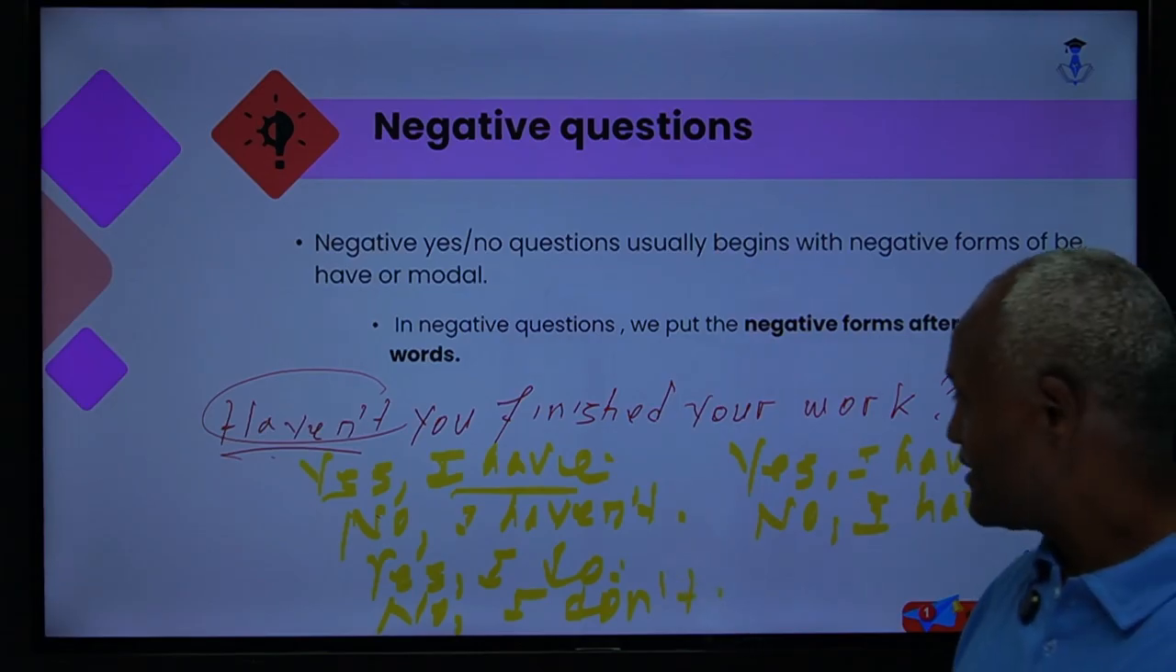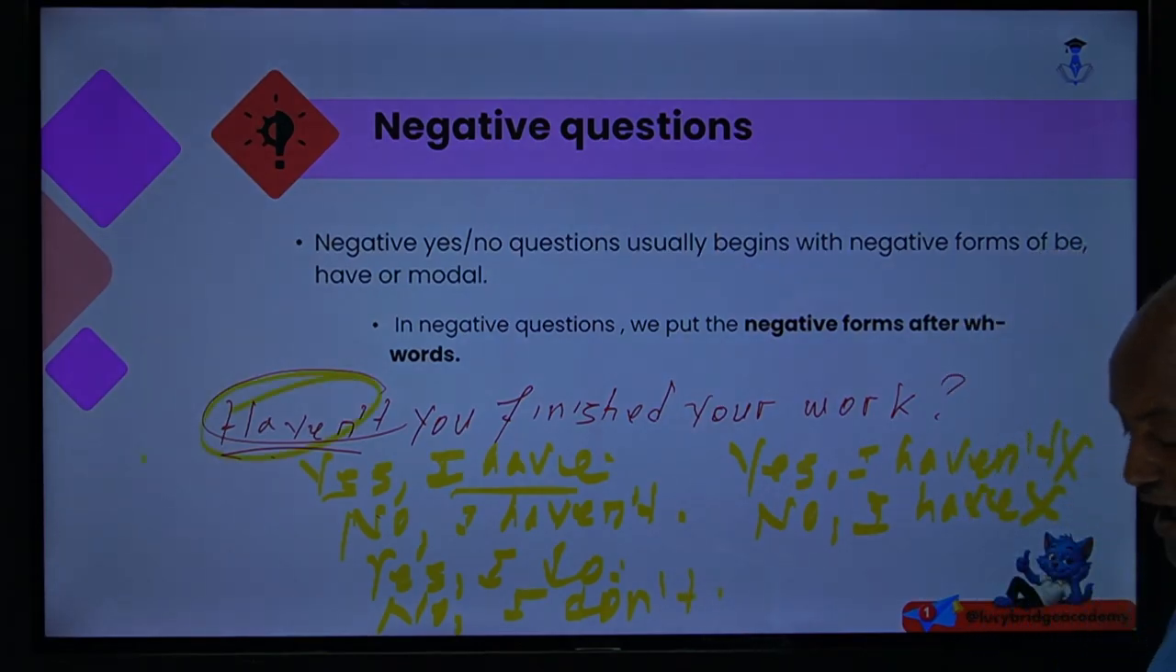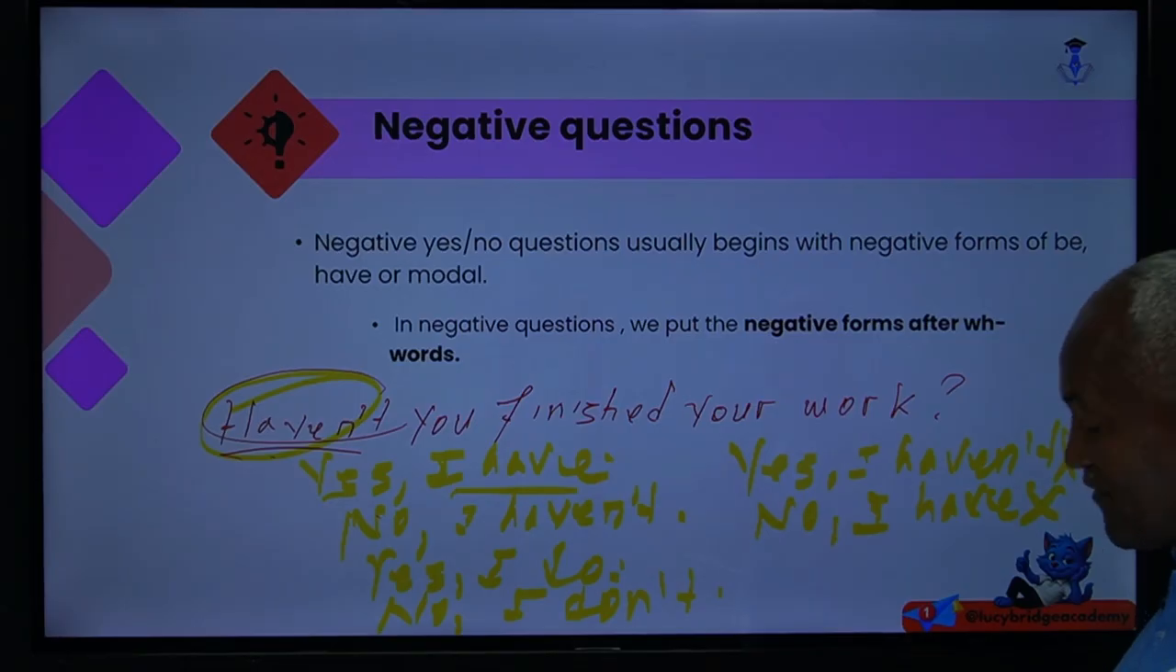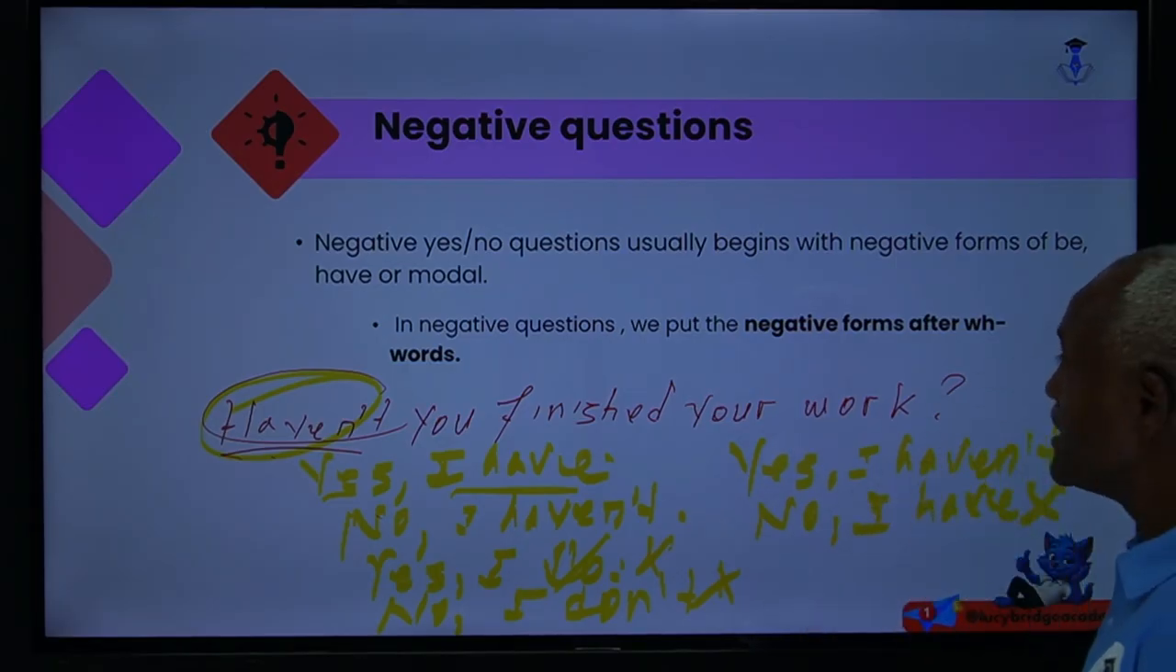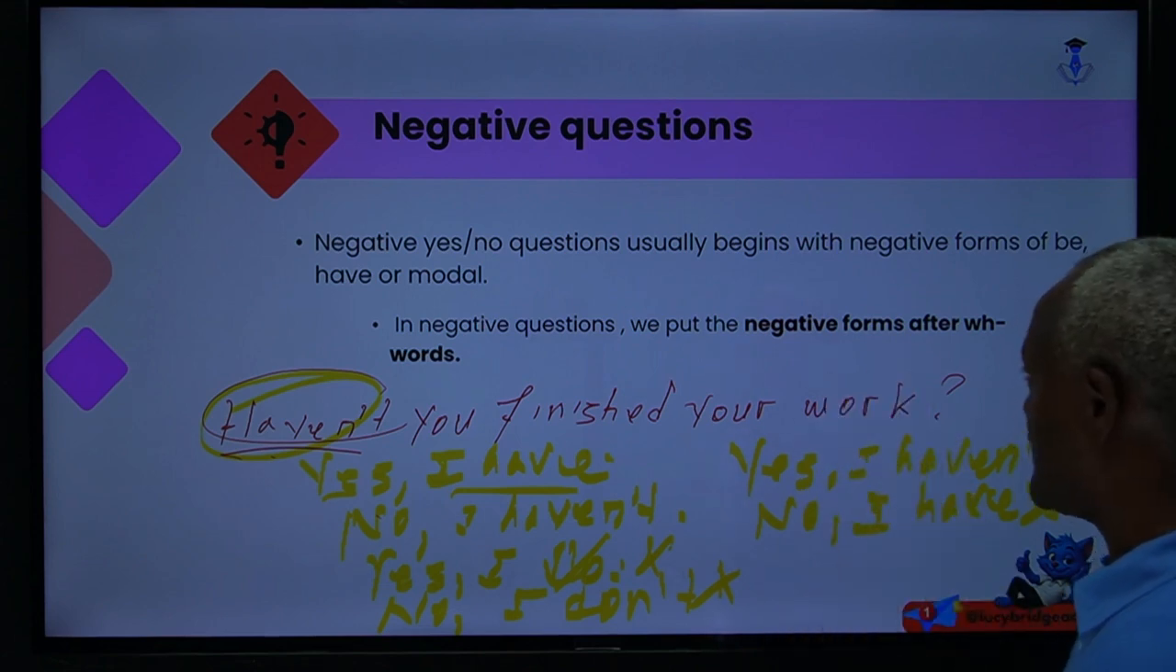This is wrong again, yes? Because the question is raised with have, then the answer must be with have. If you say it like this, it is wrong. Remember this one. This is very important in negative yes or no questions.